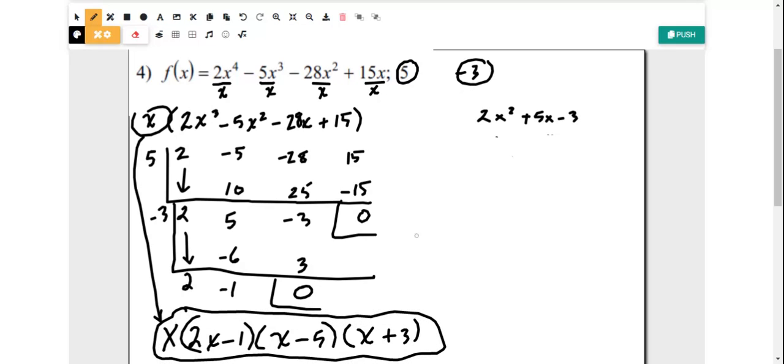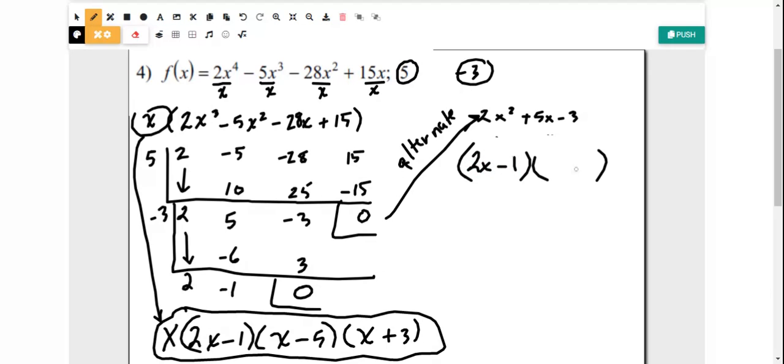Okay. Now I have something to say. When I got to this step, this is an alternate. When I got to this step right here, I could have factored this binomial right here. And if I had done that, then I would have ended up with 2x minus 1 and x plus 3. But I wasn't going to go through that all the way because you guys know how to factor. I kind of like just continuing the synthetic division if I can.